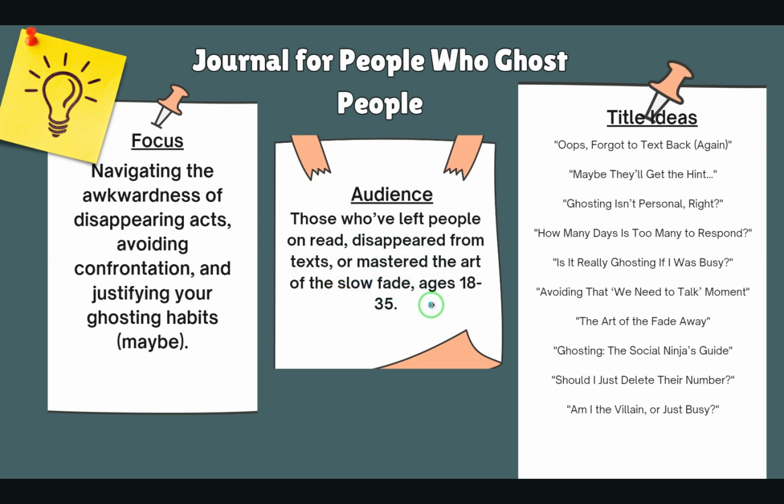Their age range is mostly 18 to 35. Now let's say you're creating the journal. These people are looking for a journal where they can navigate the awkwardness of disappearing acts, avoid confrontation, and justify their ghosting habits. So they would want a journal where they can write justifying why they are not responding to such a person. When you're creating their journal, this is why I was saying that you create exactly what they need, something that resonates very well with them, right?